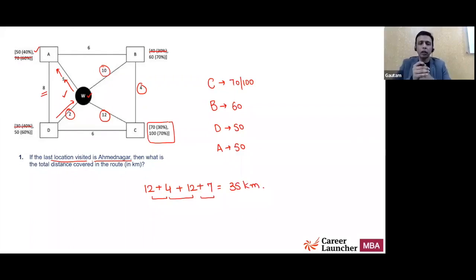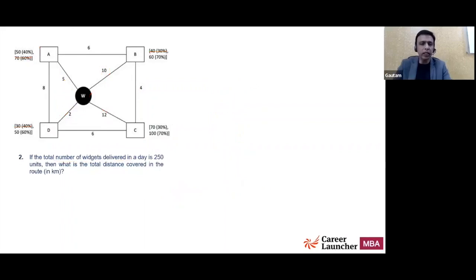The question had none of the options. Okay? So it was a TITA question. So definitely I would have typed 35 as an answer. So that was question 1 from this set.